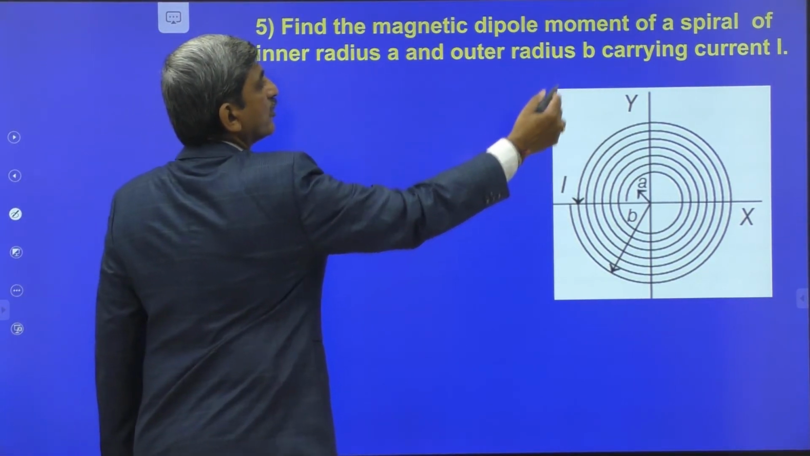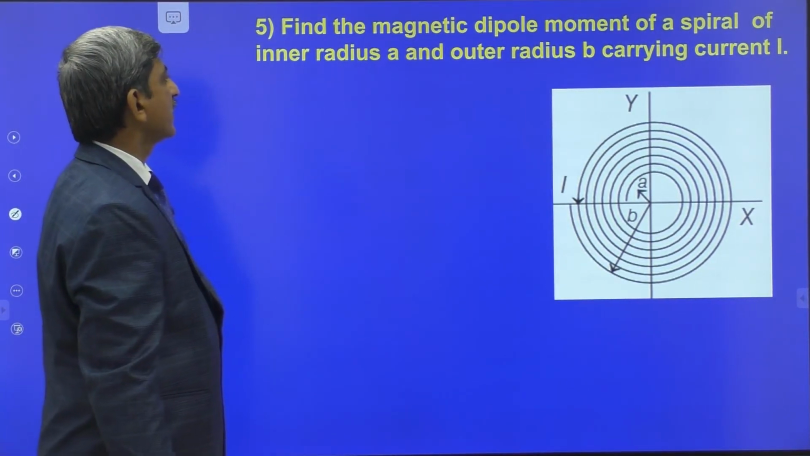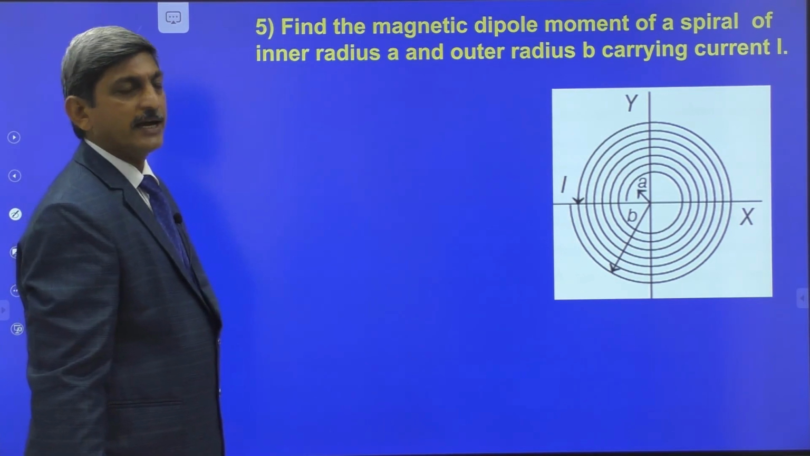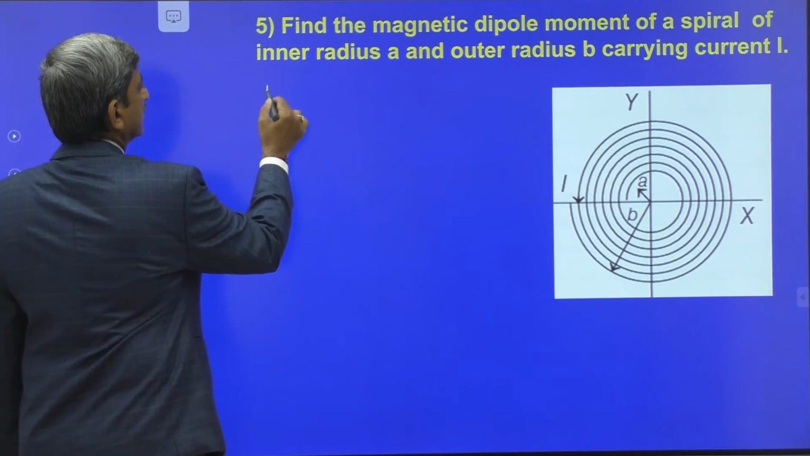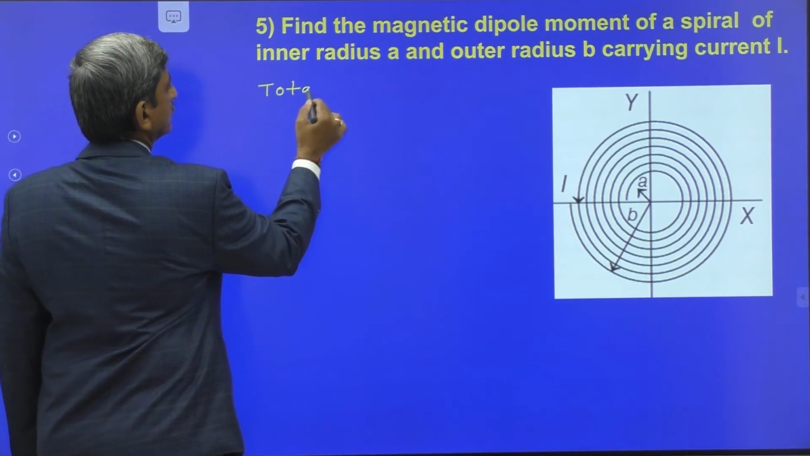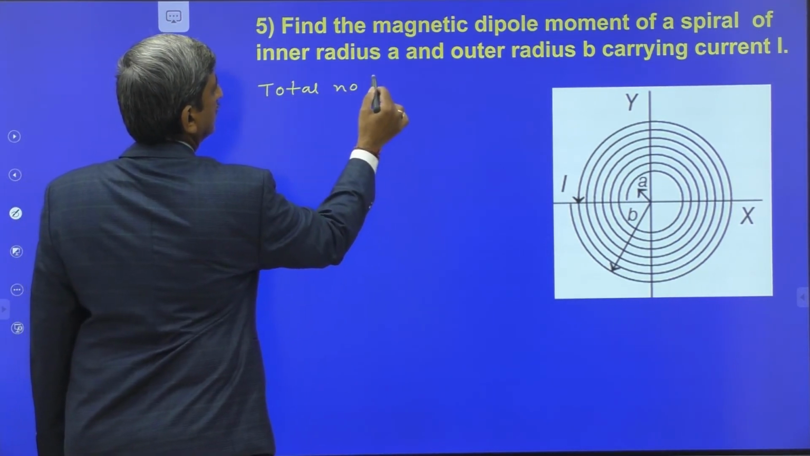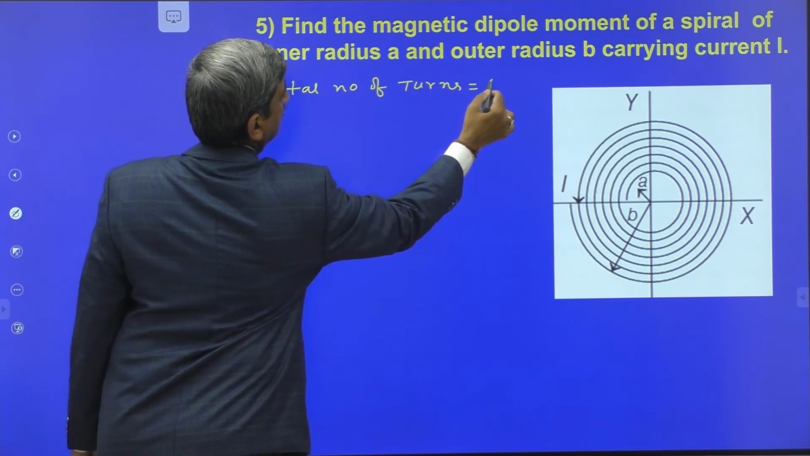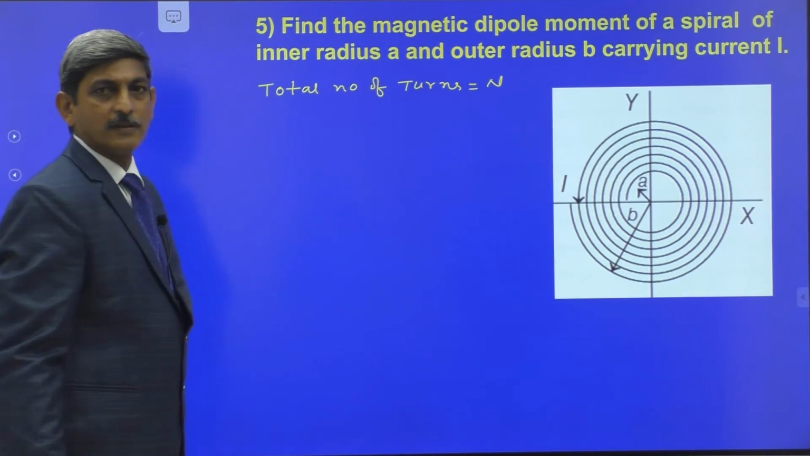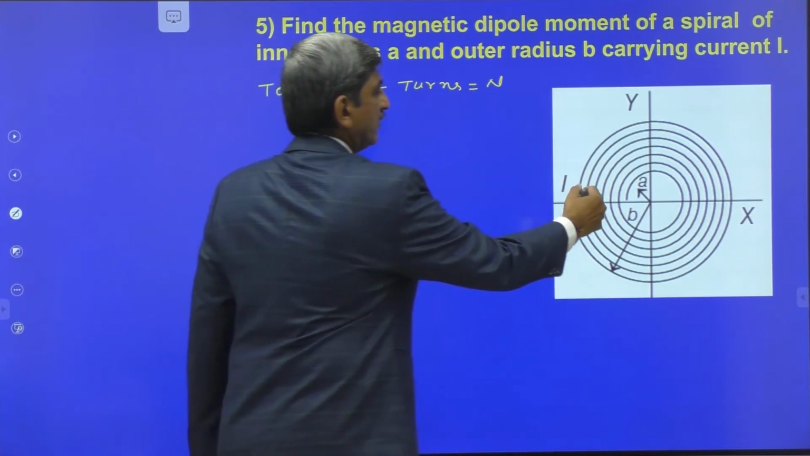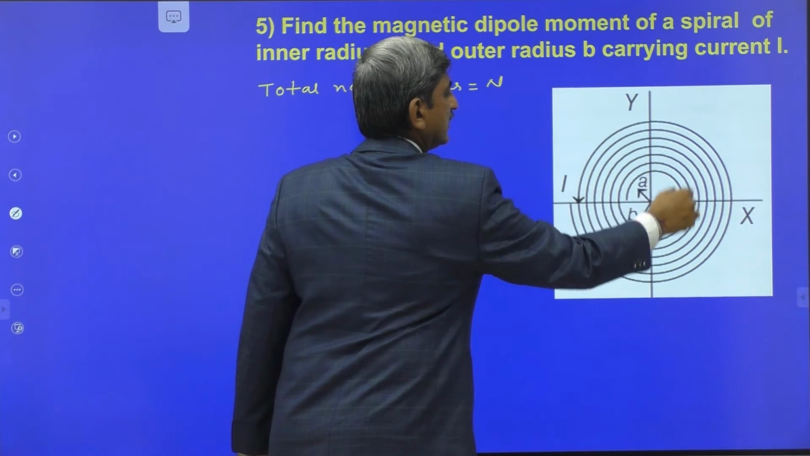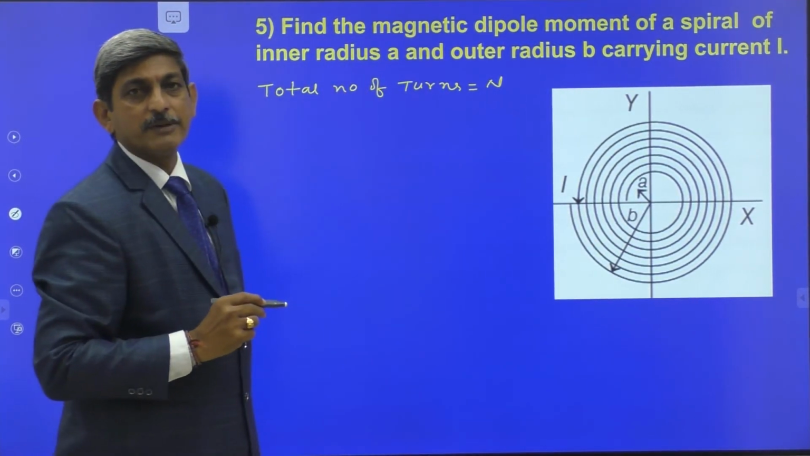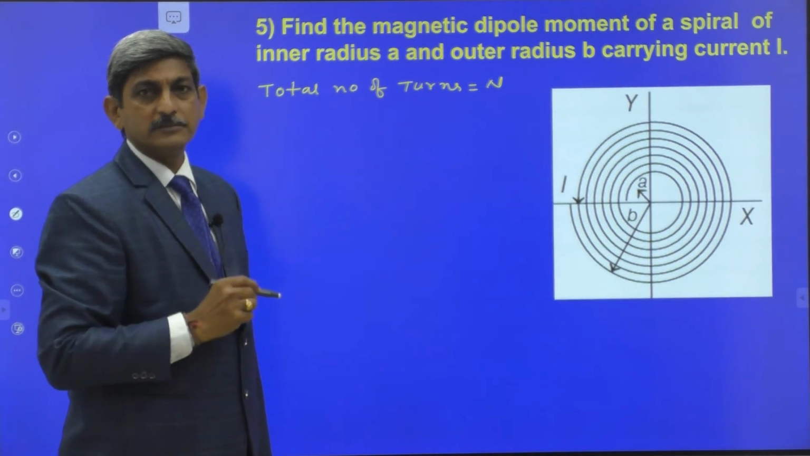Find the magnetic dipole moment of a spiral coil of inner radius A and outer radius B carrying a current I. Let the total number of turns be equal to N. Now here we have a coil in the spiral shape. For this spiral shape coil, we want to determine the magnetic dipole moment.